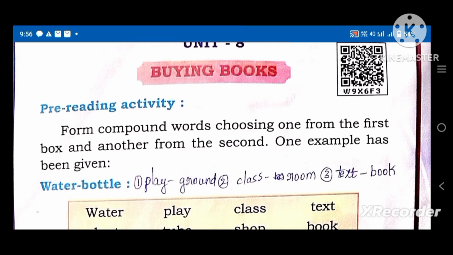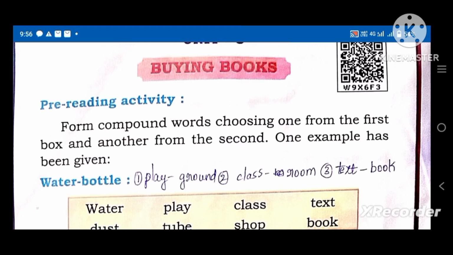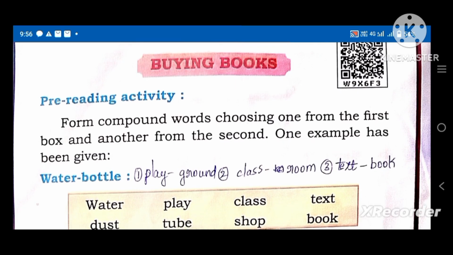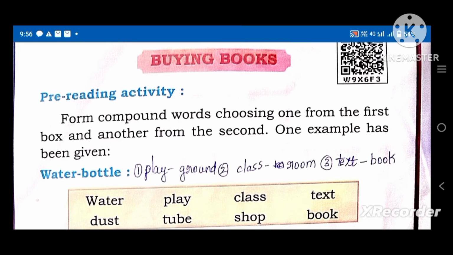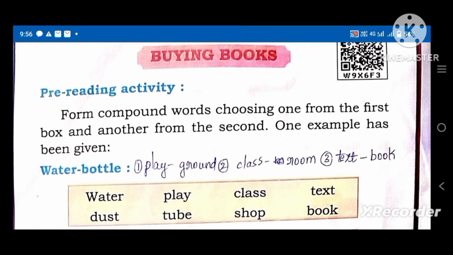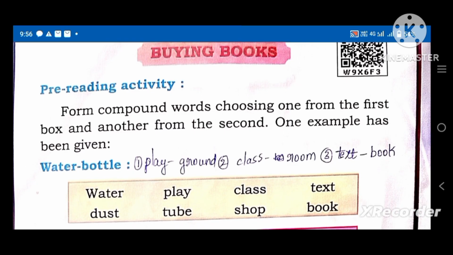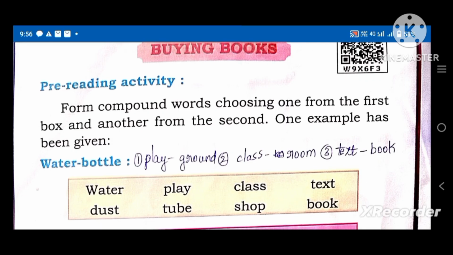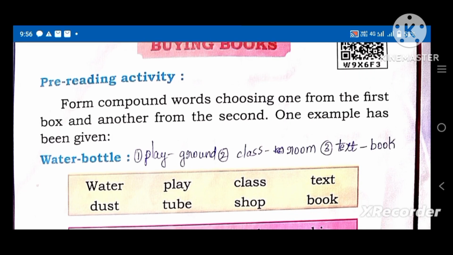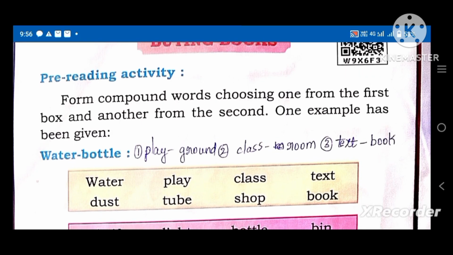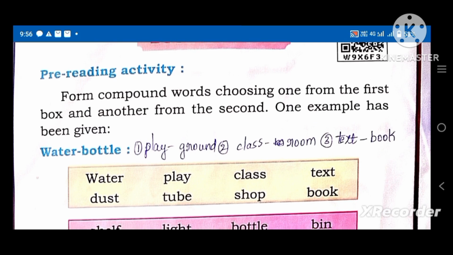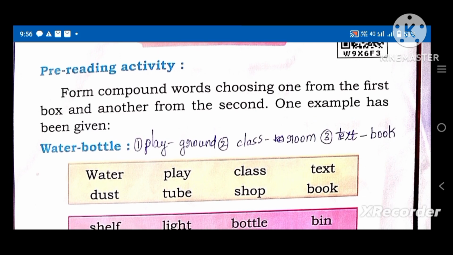Pre-reading activity. Form compound words choosing one from the first box and another from the second. One example has been given. Water bottle. Second one, playground. Third one, classroom. Textbook.